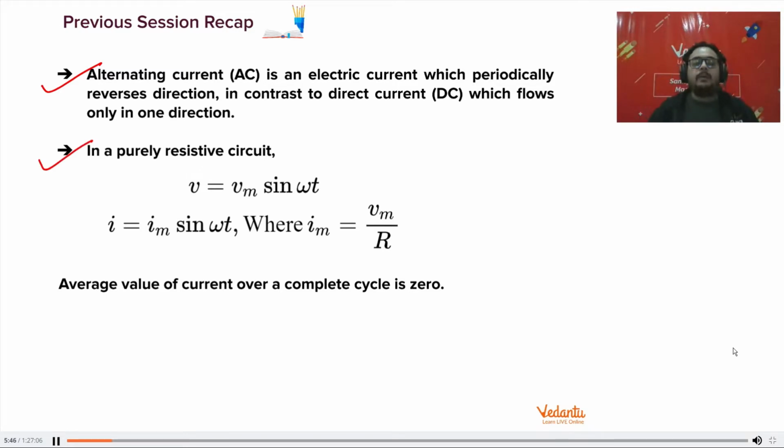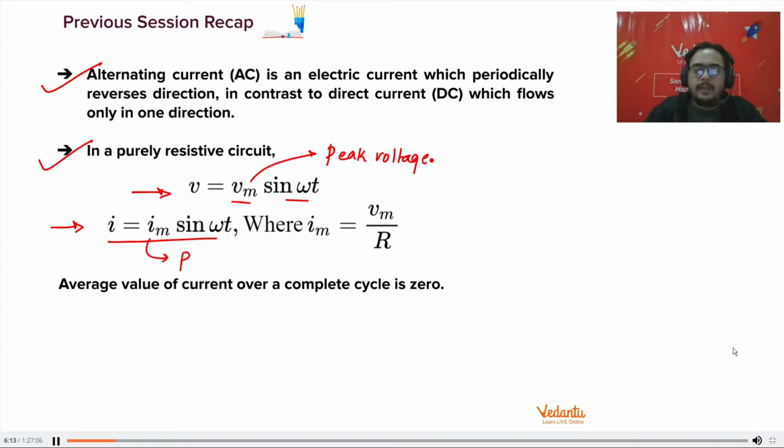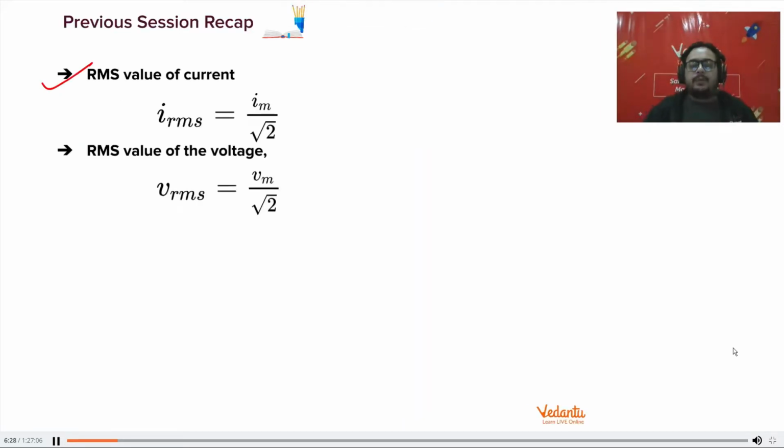We studied about pure resistive circuit. What is a pure resistive circuit? A pure resistive circuit is a circuit in which you have only a resistor. Only resistance is there. So alternating voltage, if we apply Vm sine omega t, where Vm is called peak voltage. I hope you remember. Then current in that circuit is calculated as Im sine omega t, where Im is called the peak current. And the value of peak current is peak voltage by resistance, because there is only resistor in the circuit.